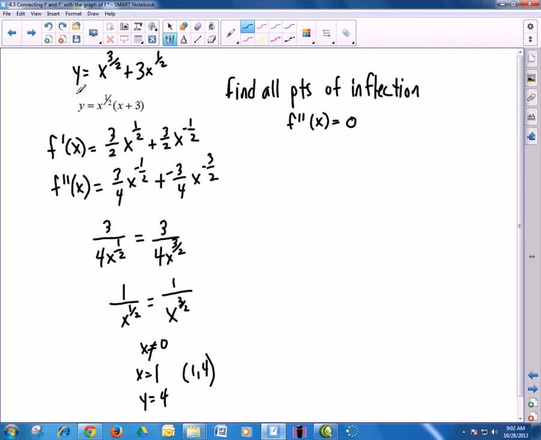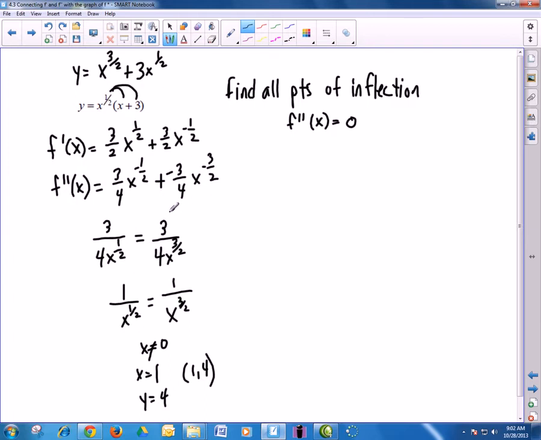So when we find the first derivative, first of all, you could use the product rule, but it'd be easier just to multiply things through. So we'd have y is equal to x to the 3/2 plus 3x to the 1/2 after you take this and multiply it in. And so you'd have the first derivative as 3/2 x to the 1/2 plus 3/2 x to the negative 1/2, and the second derivative, bringing this 1/2 down gives you 3/4, bringing this negative 1/2 down gives you negative 3/4, and then subtracting 1 from each gives you negative 1/2 and negative 3/2 respectively.